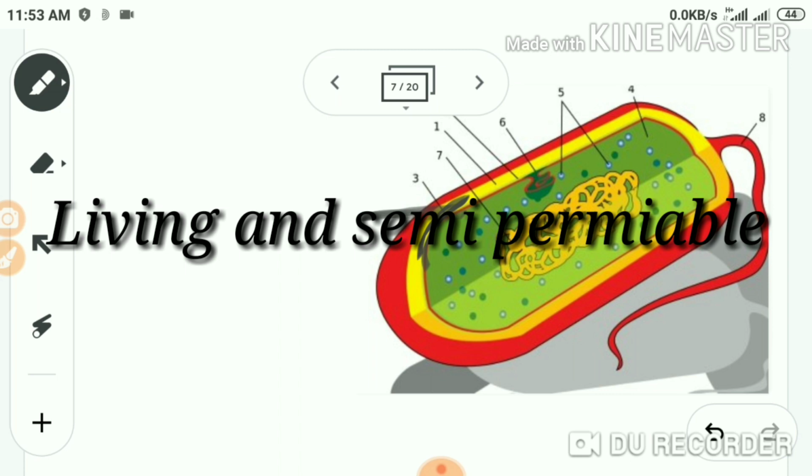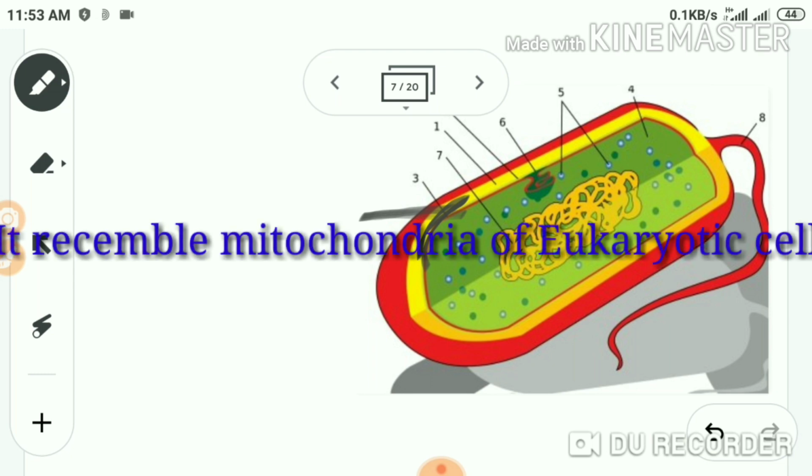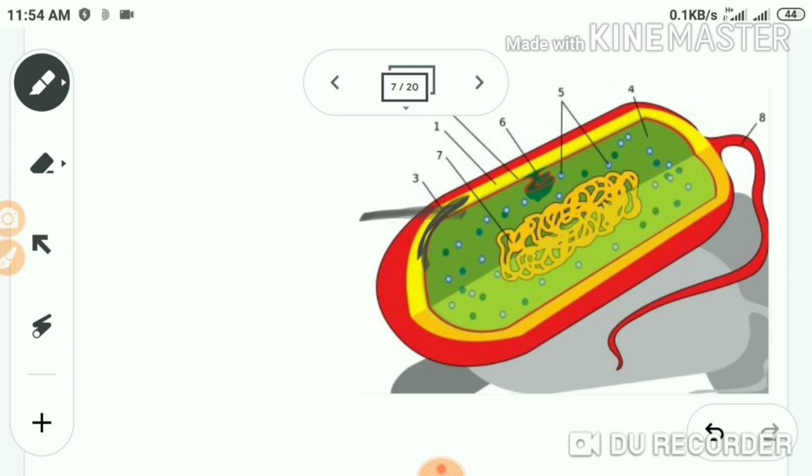It is a living structure, but the cell wall is not a living structure. And it is semi-permeable. It allows the movement of certain substances across the membrane. That's why it is called semi-permeable. Functionally, the cell membrane of bacteria resembles the mitochondria of a eukaryotic cell. That is an important thing, you know.